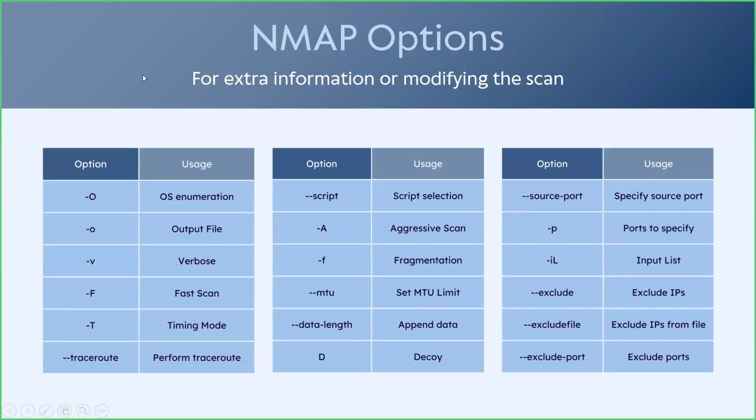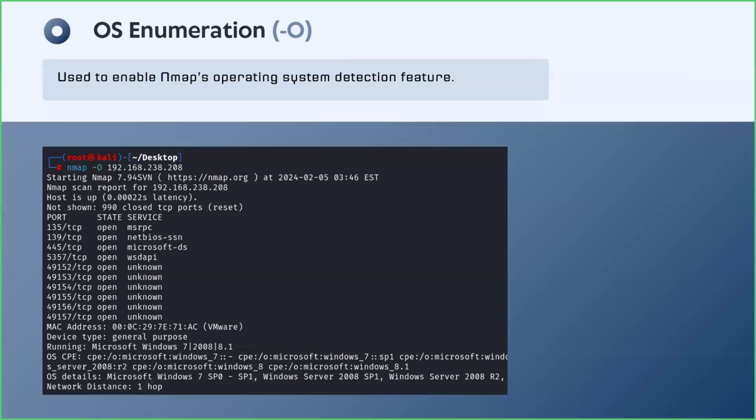Now when you talk about options in Nmap, these are for extra information or to modify the scan according to your choice. The first option we're going to learn today is the capital O option. It stands for OS enumeration. To give you the operating system details on the target system, we can run the capital O option.